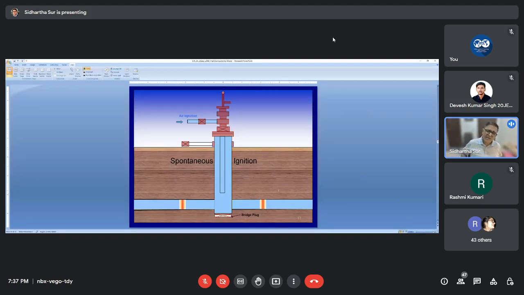When you inject air continuously into an oil well, high temperature oxidation, depending on the reservoir temperature, will be automatically created after a certain time delay.